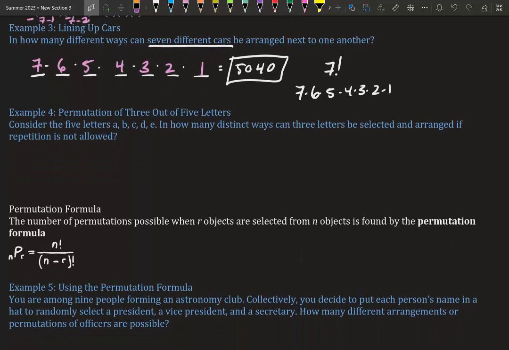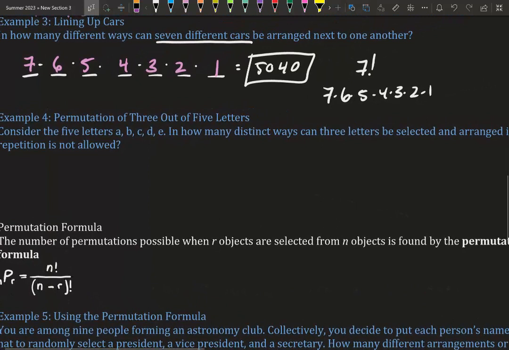All right, permutations of 3 out of 5 letters. So let's consider the 5 letters A, B, C, D, E. How many distinct ways can 3 letters be selected and arranged if repetition is not allowed? So you can only pick 1 letter at a time and you can't repeat your letters. We're still going to do this how we've always been doing it. We have 3 letters, and out of all the letters, there's 5 that we can pick from. So we have 5 letters to pick from.